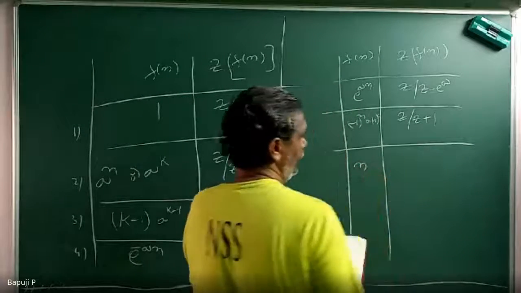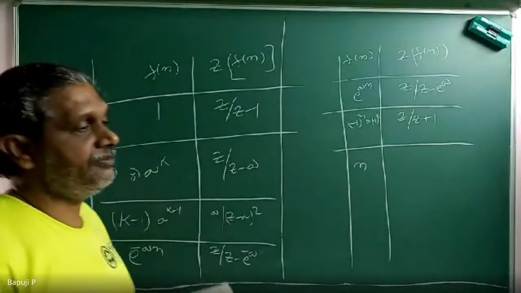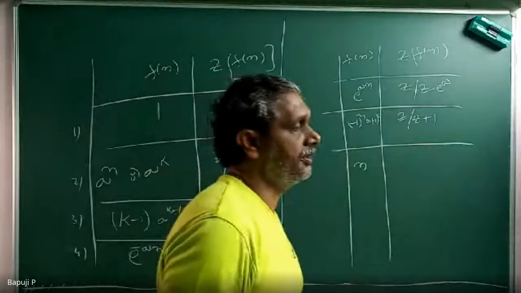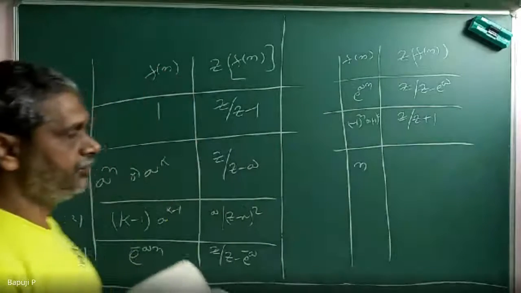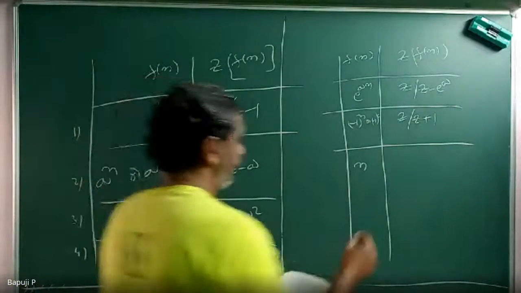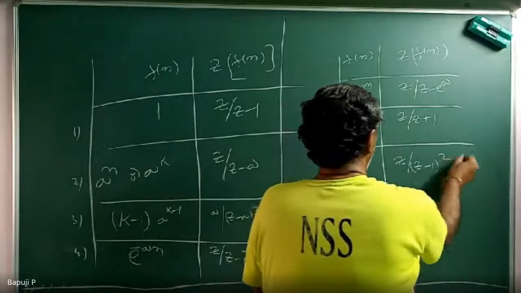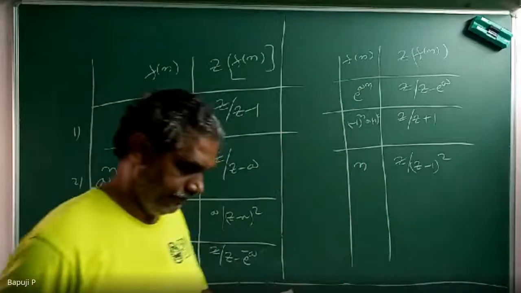N or K, you can write Z of N or Z of K. If you use K, what? K is running from 0 to infinity. You can write N is equal to 0 to infinity. Then for N or K, what you will get? Z by Z minus 1 whole square.